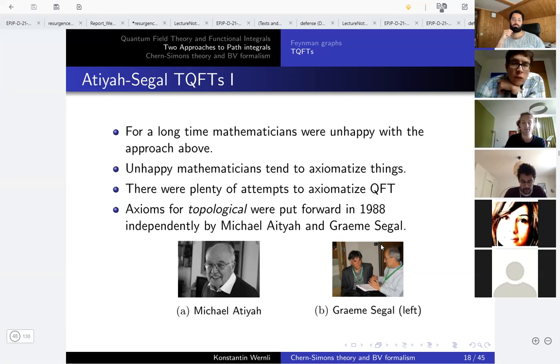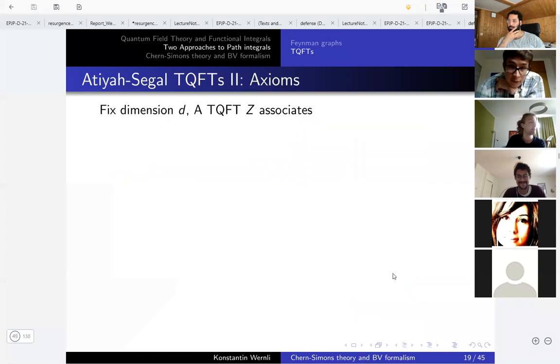So probably since this is a junior conference, many of us were just born around this point, or not even born yet, but here we are. So here are the two main characters, Atiyah and Segal, and I think you know who this person here is. He'll play a role later. So let me just briefly tell you what this does.